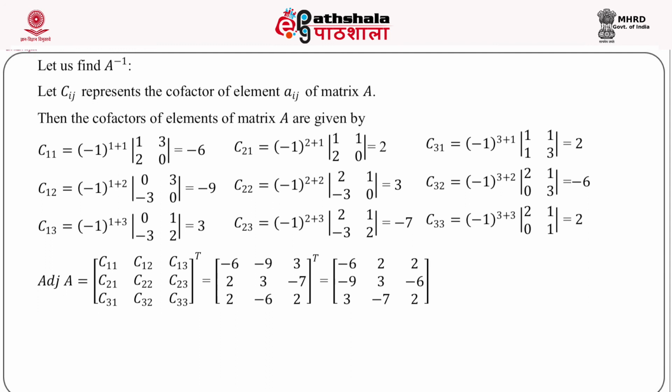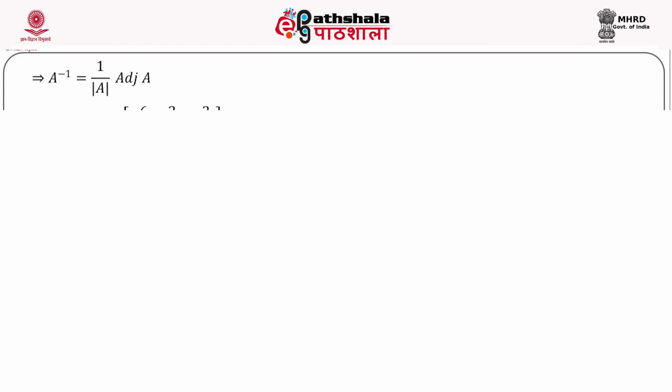So let us find the adjoint of A. For that we have to find the cofactors of Aij elements of matrix A. These are the cofactors of elements of A. So we will have adjoint of A given by this matrix. Now adjoint of A into B matrix is this matrix, which is clearly a zero matrix. So the given system will have infinitely many solutions.